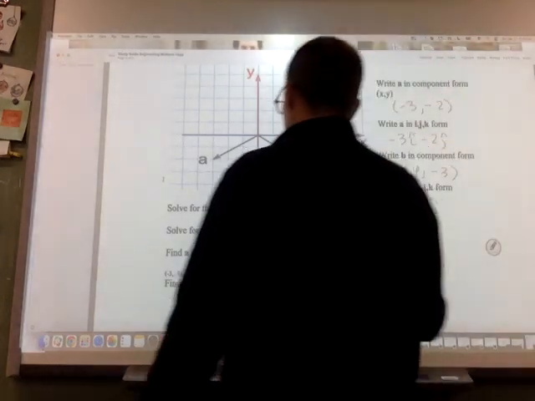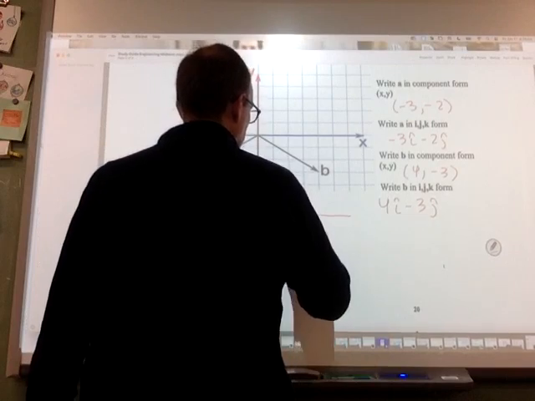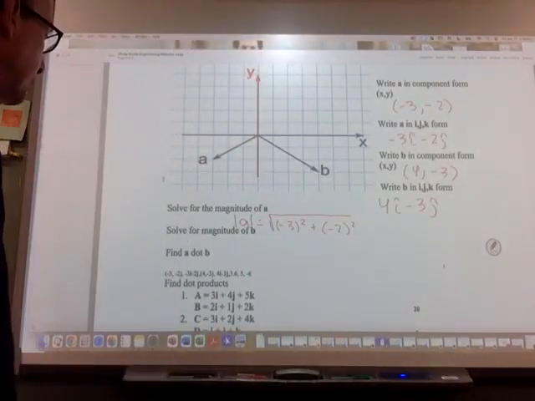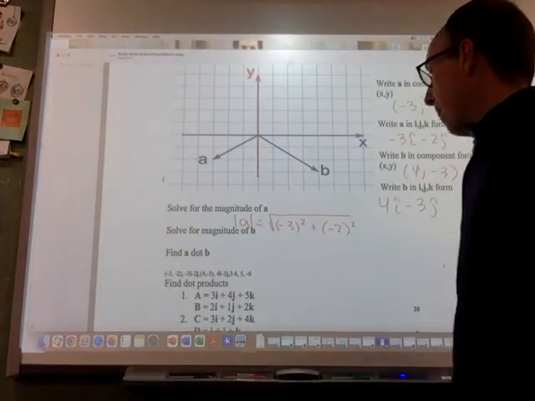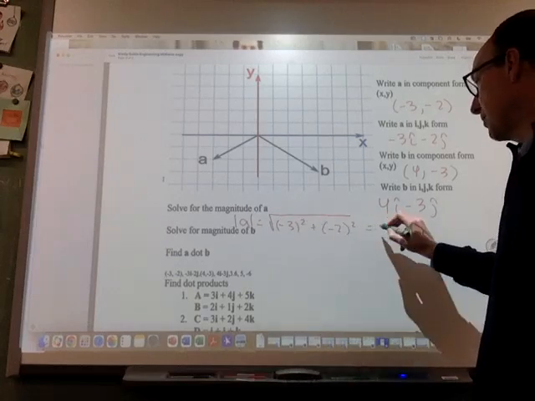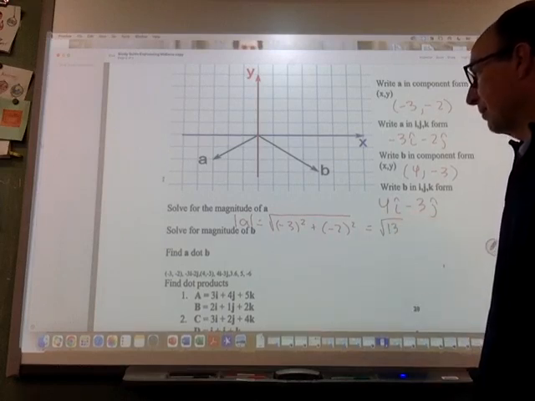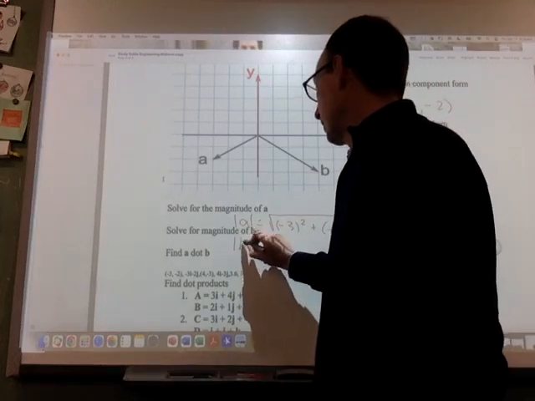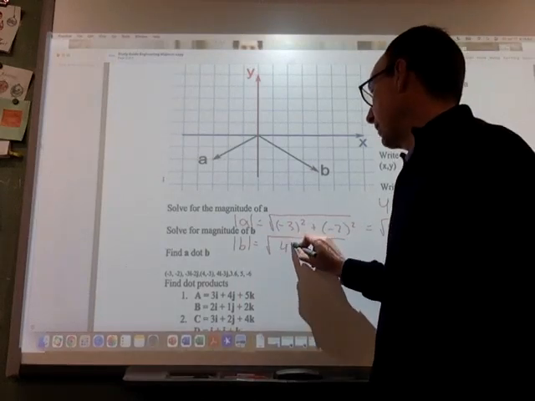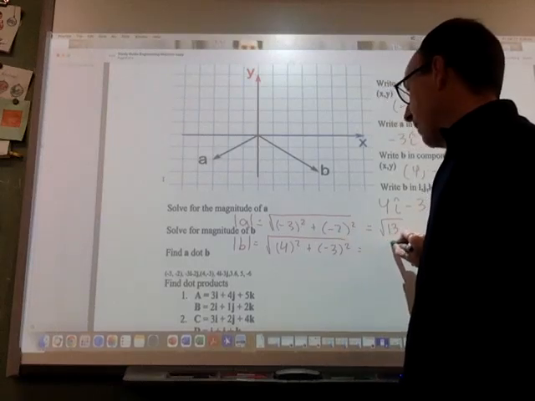The magnitude of A is going to be the square root of the squares of these terms summed together. So this ends up being the square root of 9 plus 4, which is radical 13. B would be the square root of these terms, and you probably know already that this is just going to be 5, right? Because it's going to be a 3, 4, 5 triangle of some sort.